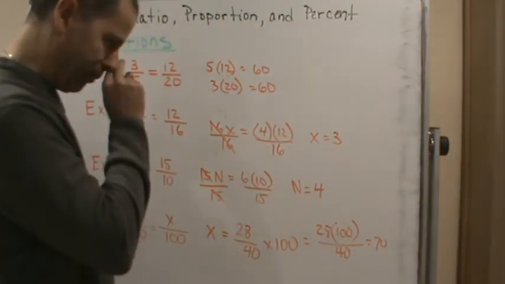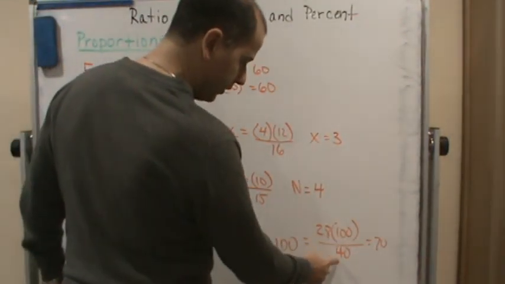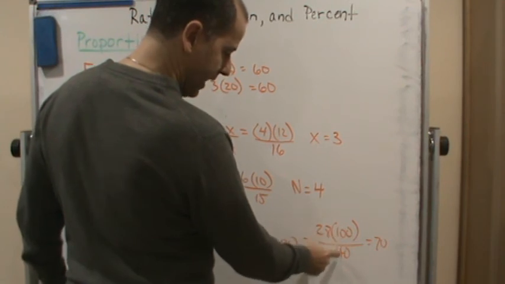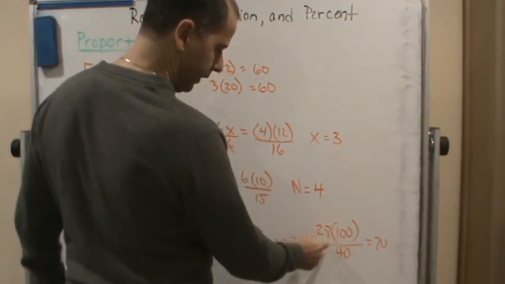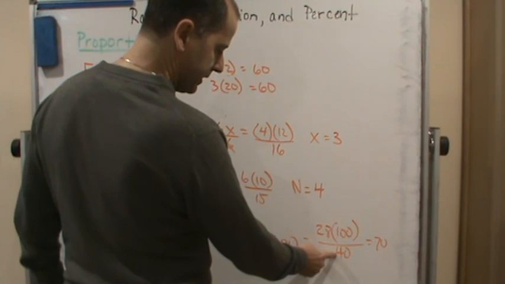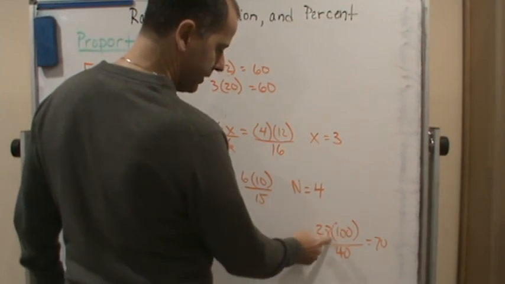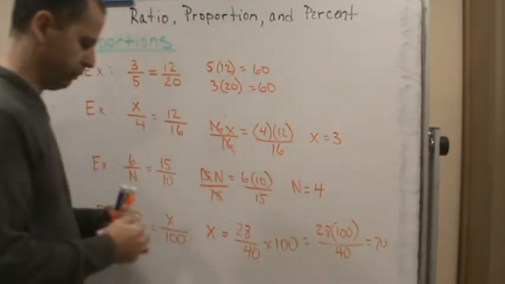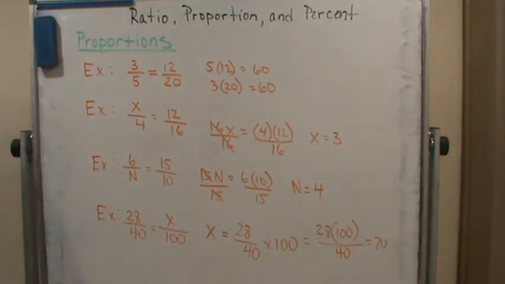Let's do that one more time. 100 divided by 40 is the same as 10 divided by 4. So I've got 10 over here. And then 28 divided by 4 is 7. So 7 times 10 is 70. And so x is equal to 70.